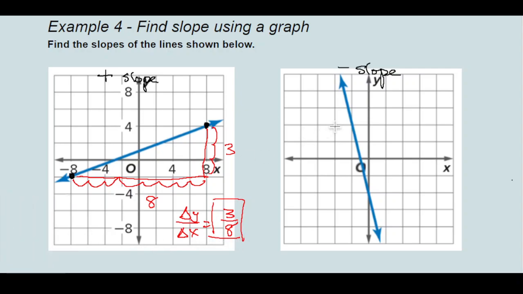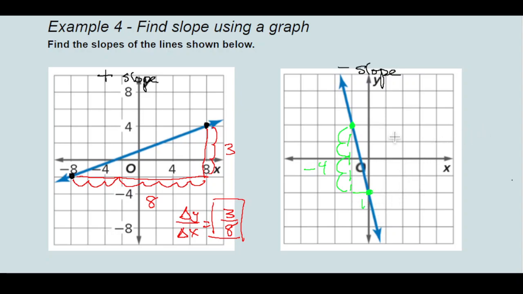All right, now on this next one, my two clean points would be here and here. So if I draw my triangle, right? Ooh, that was really ugly. It looks like it's going down 1, 2, 3, 4 units. So it's going down 4 units for every unit that it goes over.